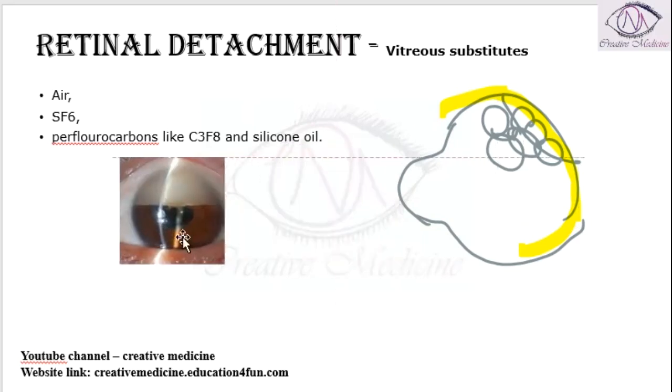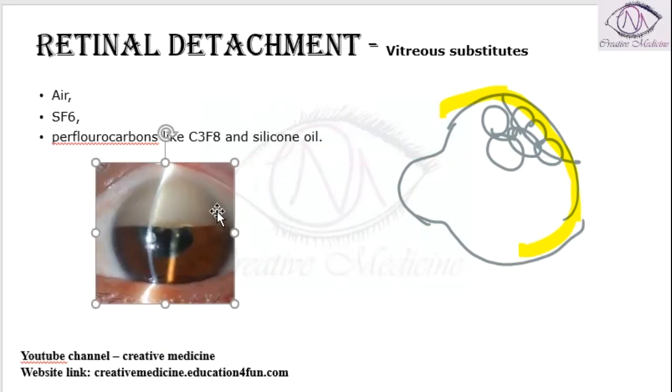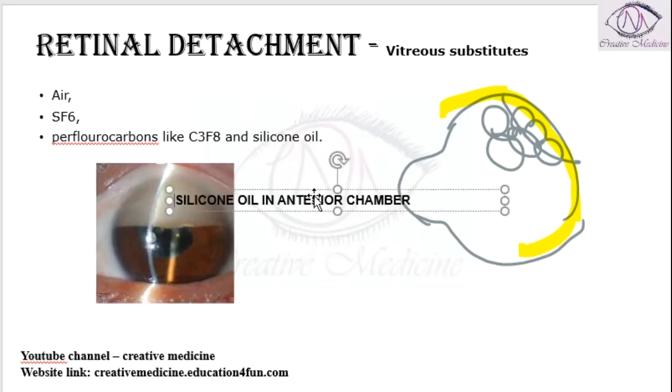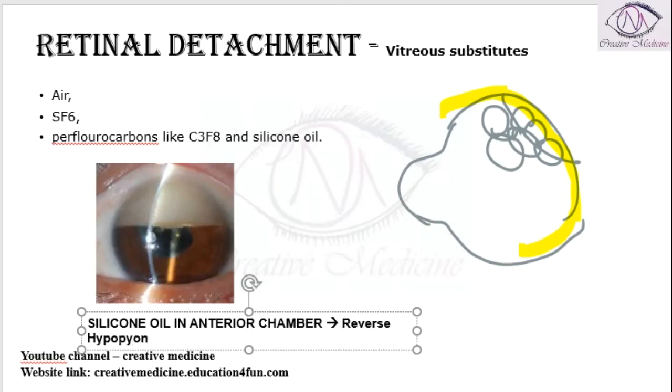If you put silicone oil in the eye for retinal detachment, the silicone oil floats over the aqueous humor, and this is called reverse hypopyon. So this is the silicone oil in the anterior chamber. It looks like the hypopyon on the reverse side, so it is called reverse hypopyon.